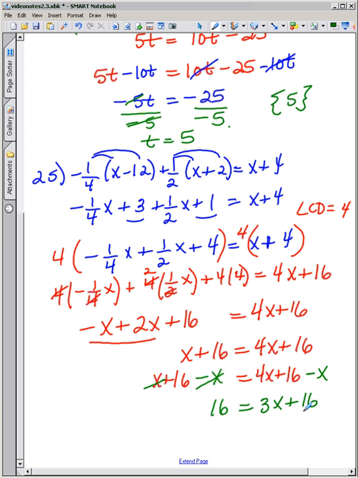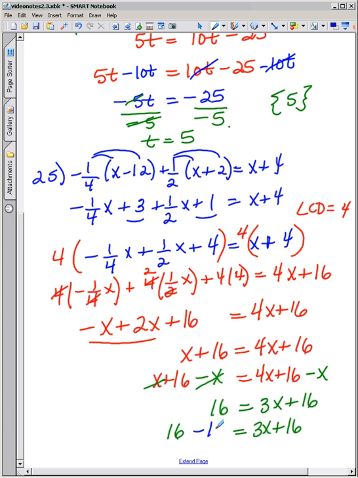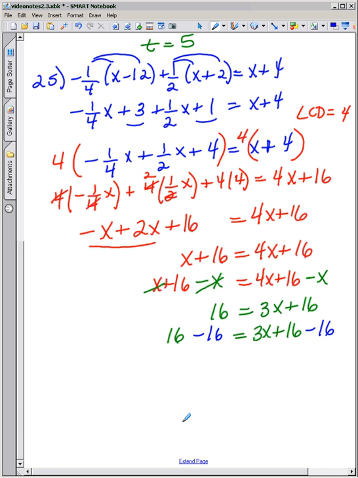Now we need to eliminate the constant. So if we get 16 from the x, subtract 16 from both sides. And a pretty neat thing happens when we subtract 16 from both sides. 16 minus 16 is 0. 3x, right? 16 is eliminated on each side.